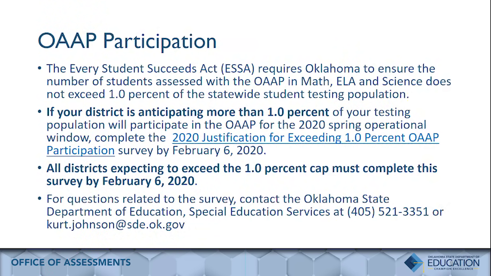The Every Student Succeeds Act, or ESSA, requires Oklahoma to ensure the number of students assessed with the OAP in math, ELA, and science does not exceed 1% of the statewide student testing population. If your district is anticipating more than 1% of your testing population will participate in the OAP for the 2020 spring operational window, complete this survey by February 6, 2020. District staff may utilize this template prior to completing the online survey, which is due February 6th. For questions related to the survey, please contact the Special Education Services Office.